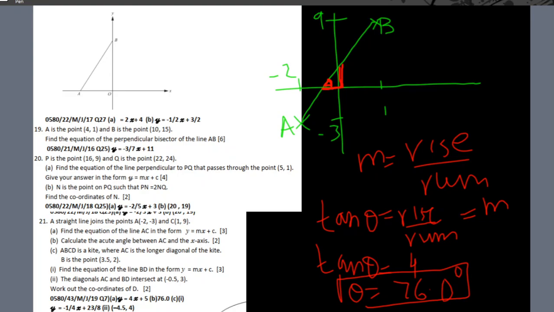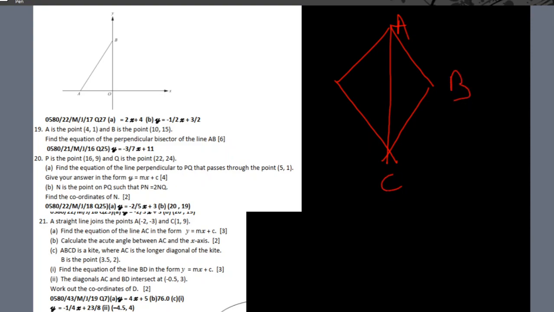Alright, next up is part C, which says ABCD is a kite where AC is the longer diagonal of the kite, and B is (3.5, 2). So let me roughly plot a kite, and they're saying that AC is the longer diagonal. So this is A, B, C, D. And B is (3.5, 2).